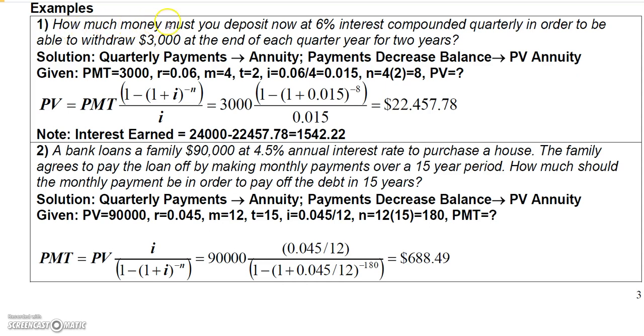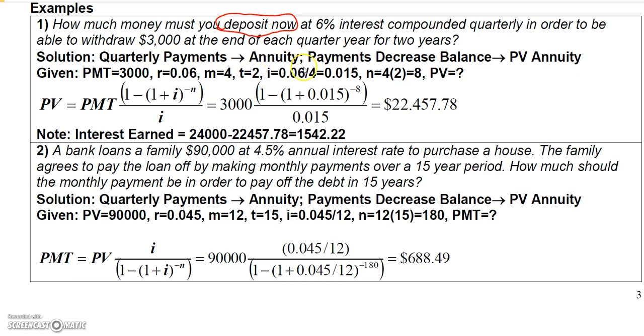So it says, how much money must you deposit now? So in other words, how much should you put in the bank now that earns 6% interest compounded quarterly in order to be able to withdraw $3,000 at the end of each quarter for 2 years? Okay, now you're going to pay yourself quarterly payments. So that means we have an annuity.